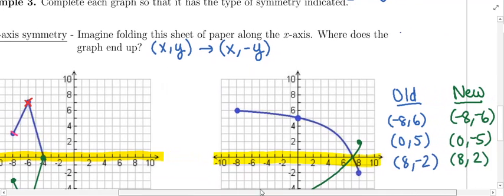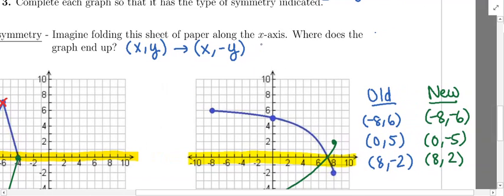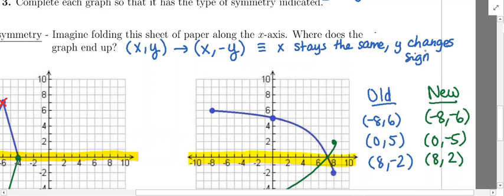Okay, so let me translate this. This means that x stays the same, but y changes sign. Okay, so that's what happens with x-axis symmetry.